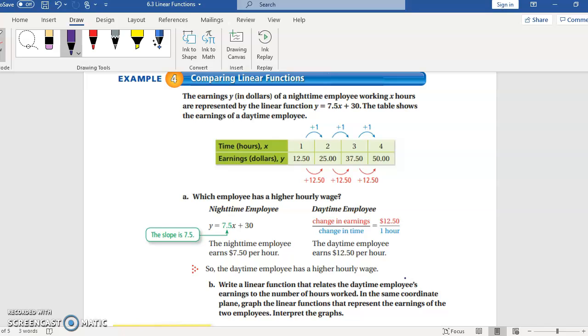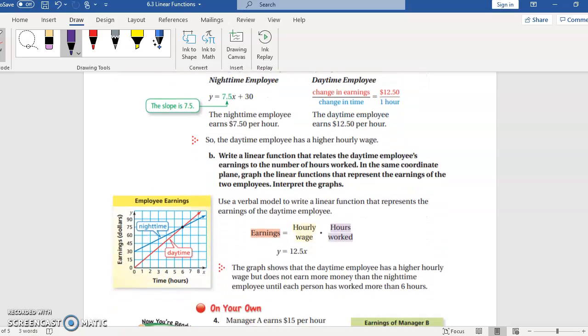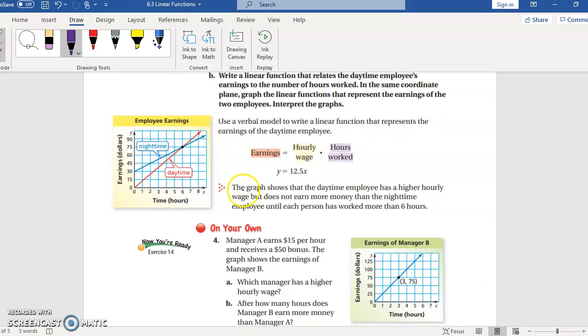B, write a linear function that relates the daytime employee's earnings to the number of hours worked. In the same coordinate plane, graph the linear function that represents the earnings of the two employees. Okay, so let's take a look at that. So when you go ahead and graph those, where it intercepts is when they make the same amount for the same hours.